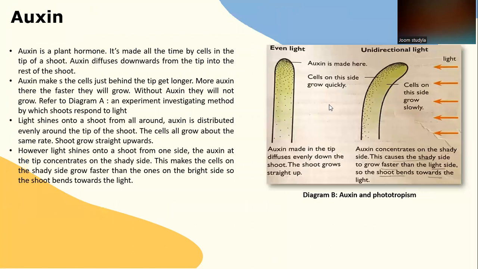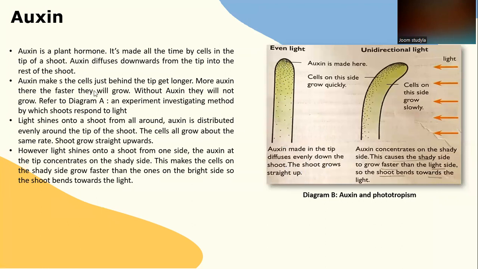Okay, auxin. Auxin is a plant hormone. It is made all the time by cells in the tip of a shoot, which means that here, if you can see, auxin is made here. Auxin diffuses downward from the tip into the rest of the shoot. Auxin made in the tip diffuses evenly down the shoot, and the shoot grows straight up. So like this.